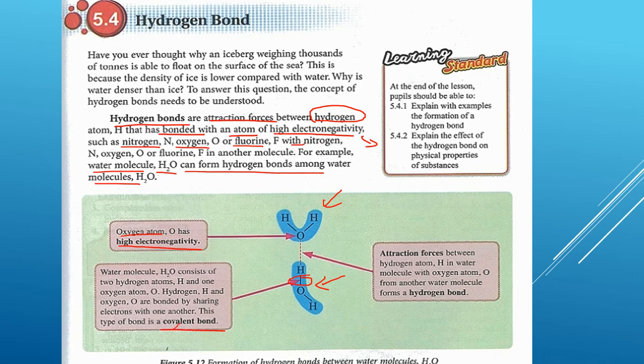Itu adalah covalent bond. But the bond between the hydrogen atom in this water molecule and also the oxygen atom in another water molecule itu adalah hydrogen bond. So hydrogen bonds are attraction forces between hydrogen atom bonded with another atom that is higher electronegativity. So here between the two water molecules, the H and O, the bond between the H and O here is called hydrogen bond.